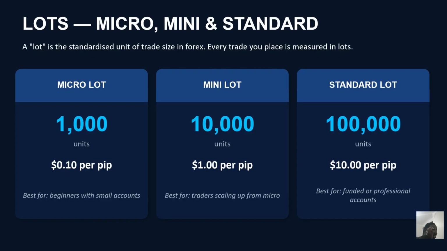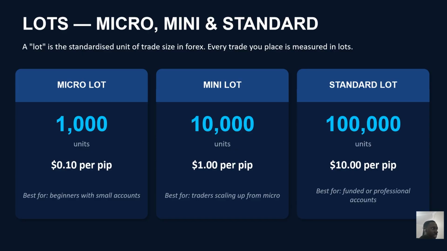A lot is a standardized unit of trade size in forex. Every trade you place is measured in lots. So what does it mean? Every trade we take in the forex market is measured in lots, so lots determine the money that you make. A micro lot is 1,000 units, $0.10 per pip. Smaller lots like 0.01, 0.02, 0.03 are very good for beginner traders because they help you not risk too much money when you're starting, and take the process a little bit slower, which is going to help you grow as a trader.